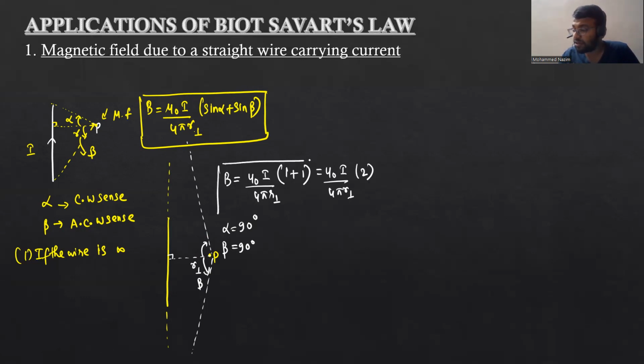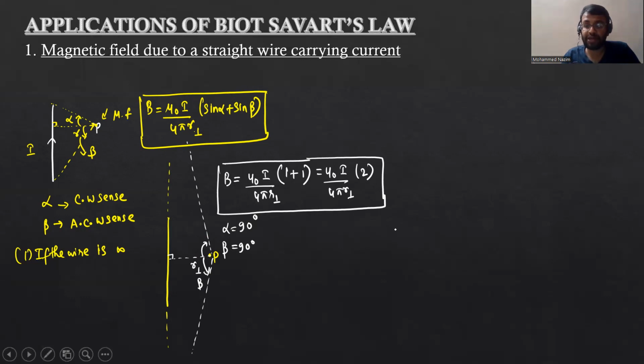This is the magnetic field due to an infinite wire. Very, very important. Due to an infinite wire, magnetic field is equal to how much? Mu naught I by 4 pi R perpendicular into 2 due to an infinite wire.